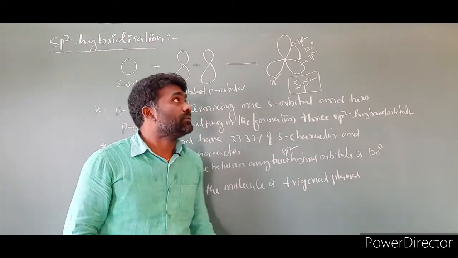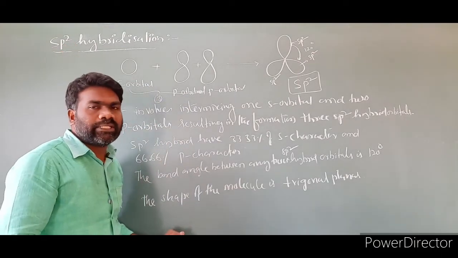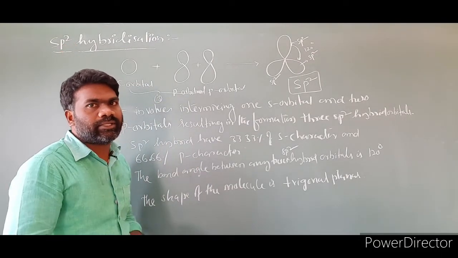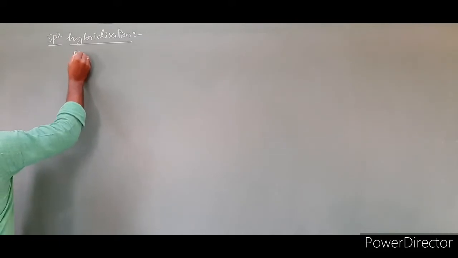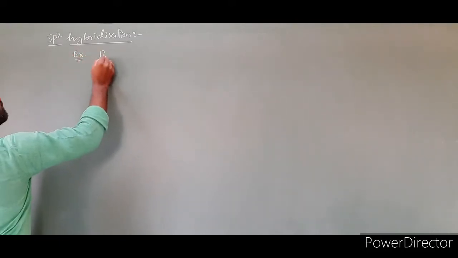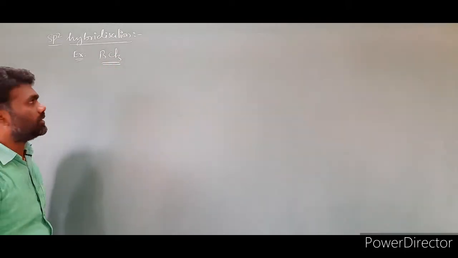So this is just information regarding the sp2 hybridization. These 4 points are common for every hybridization. Now let us discuss sp2 hybridization by taking an example. I am taking an example, BCl3 molecule.